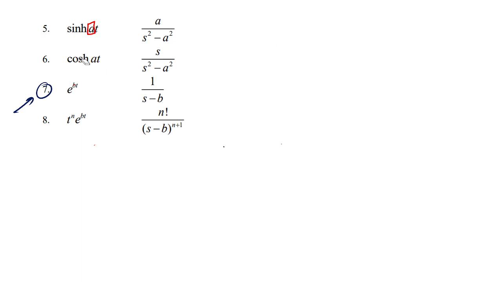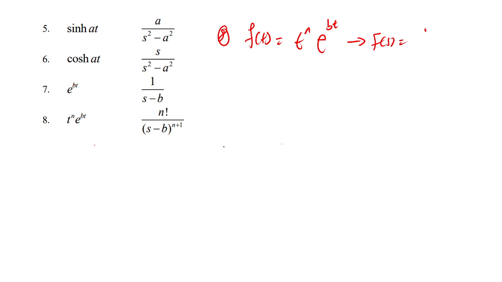And then let's look at the last rule for this class. The last rule is rule number 8, ne? Rule number 8 says if you have f of t, which is equal to t to the exponent n, multiplied by the exponential function raised to the exponent bt, the Laplace of this is going to be n factorial all over s minus b to the exponent n plus 1, ne? So you just have to look at the function. We have t to the exponent n from t, ne? And then b is from the exponential function.